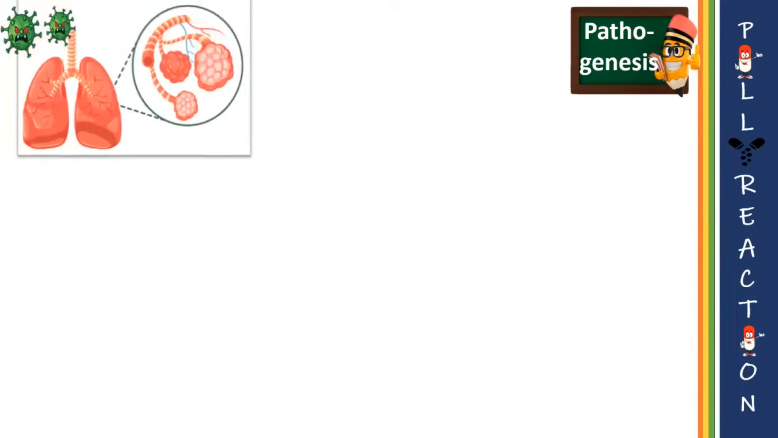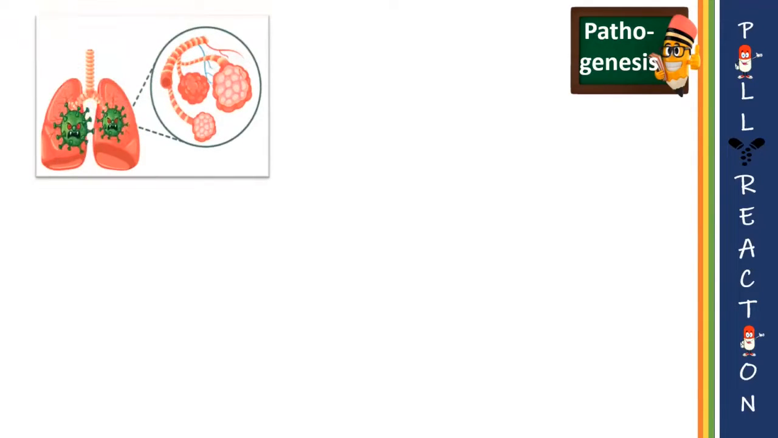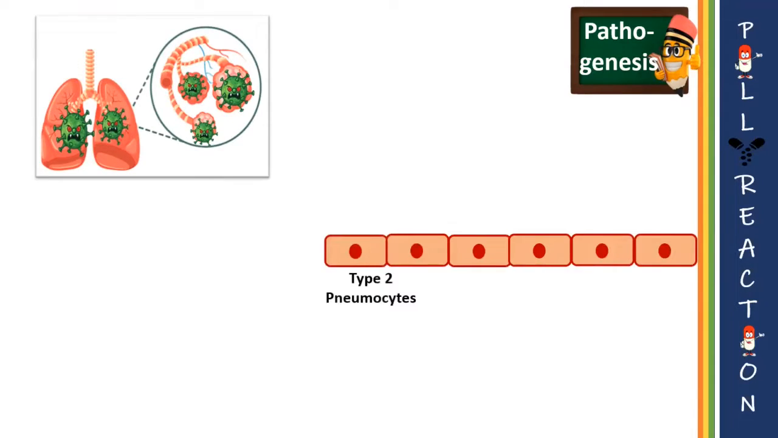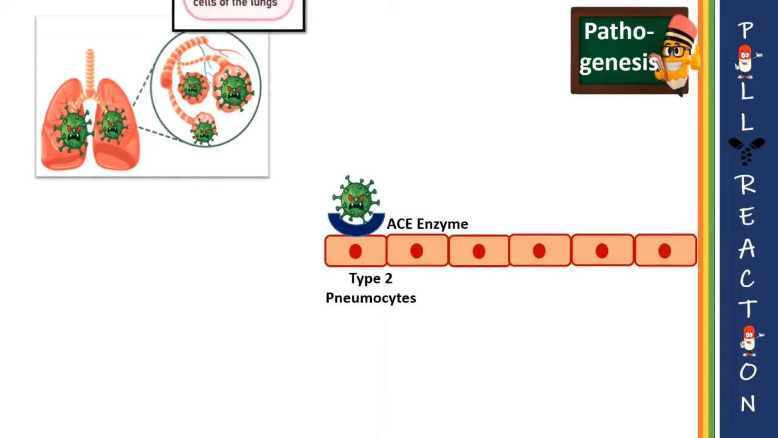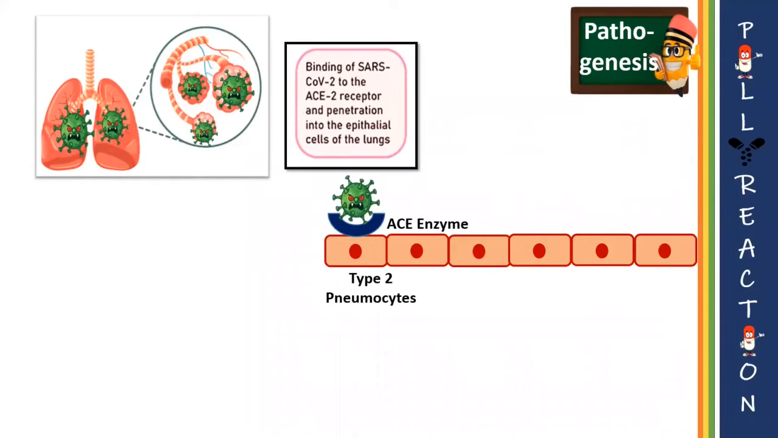When the virus gets into the respiratory system, it targets the alveoli. In the alveoli, there are two types of cells, mainly type 1 and type 2 pneumocytes. The virus in alveoli attaches to the type 2 pneumocyte. More specifically, the virus binds to the angiotensin converting enzyme 2 receptor, which is present on the type 2 pneumocyte. Binding of SARS-CoV-2 to the ACE2 receptor and penetration into the epithelial cells of the lungs.